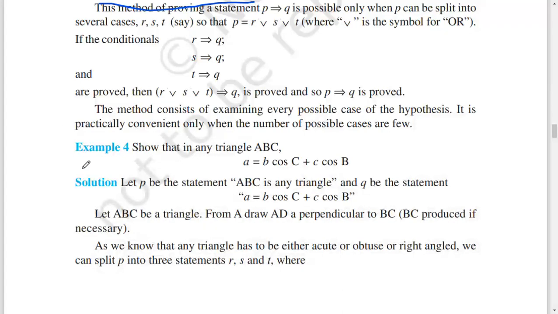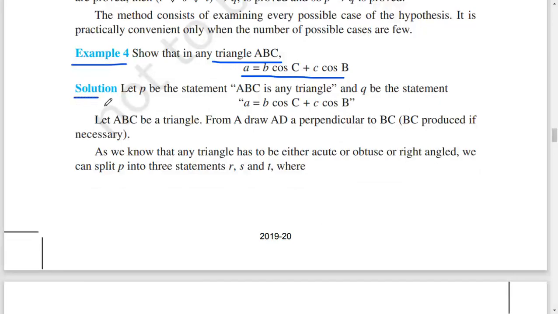Example 4. Show that in any triangle ABC, a = b cos C + c cos B. Solution. Let P be the statement ABC is a triangle and Q be the statement a = b cos C + c cos B. Let ABC be a triangle. From A, draw AD perpendicular to BC, BC produced if necessary.